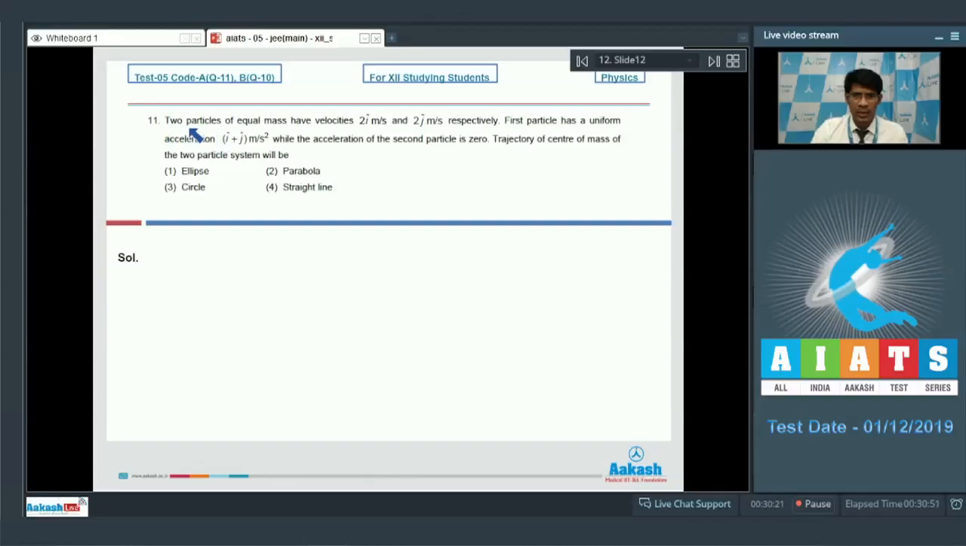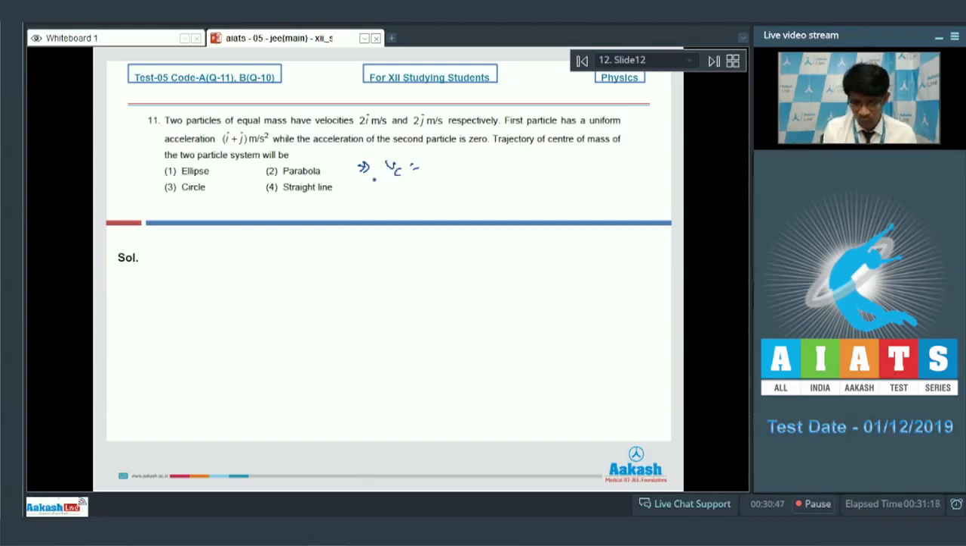Here in question number 11, two particles of equal mass have velocities 2i meter per second and 2j meter per second respectively. The first particle has a uniform acceleration of i plus j meter per second square, while the acceleration of the second particle is 0. The trajectory of the center of mass of the two particle system is? We need to find the initial velocity of the center of mass and the initial acceleration of the center of mass. That will give us the way the particle will be moving.